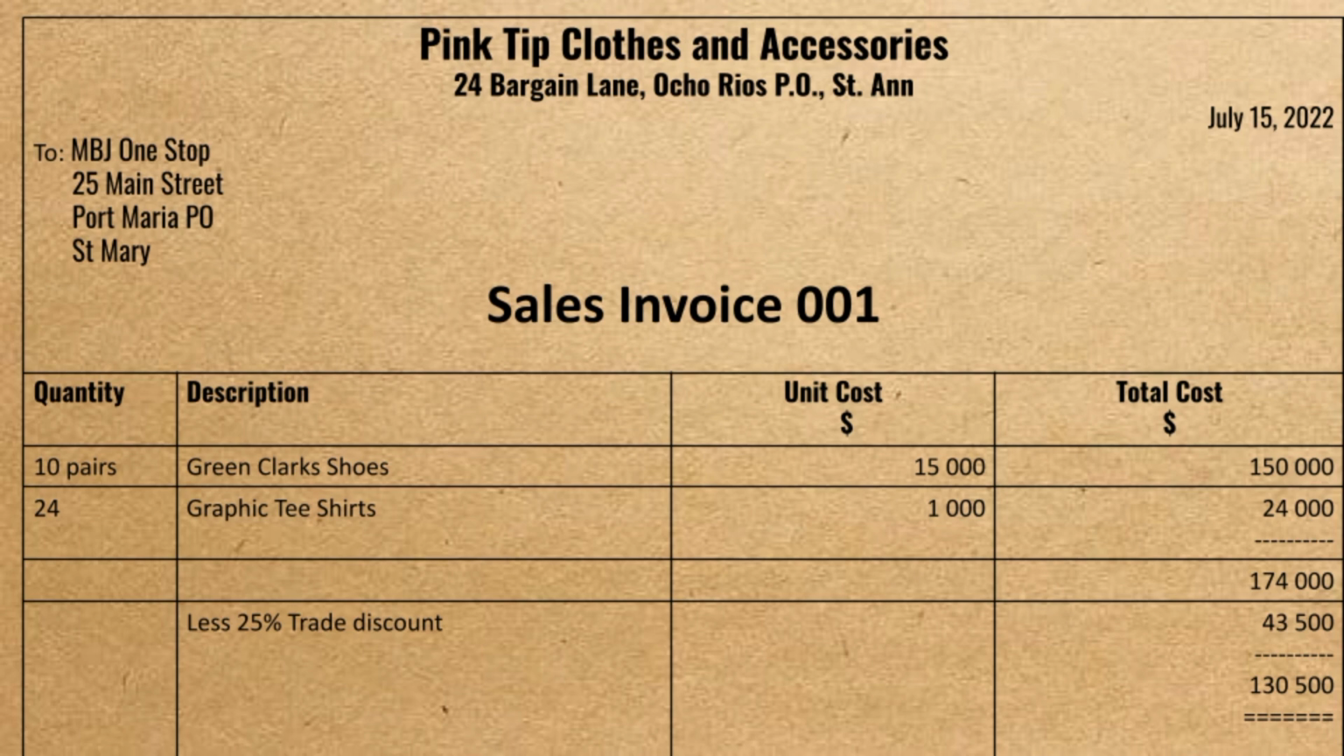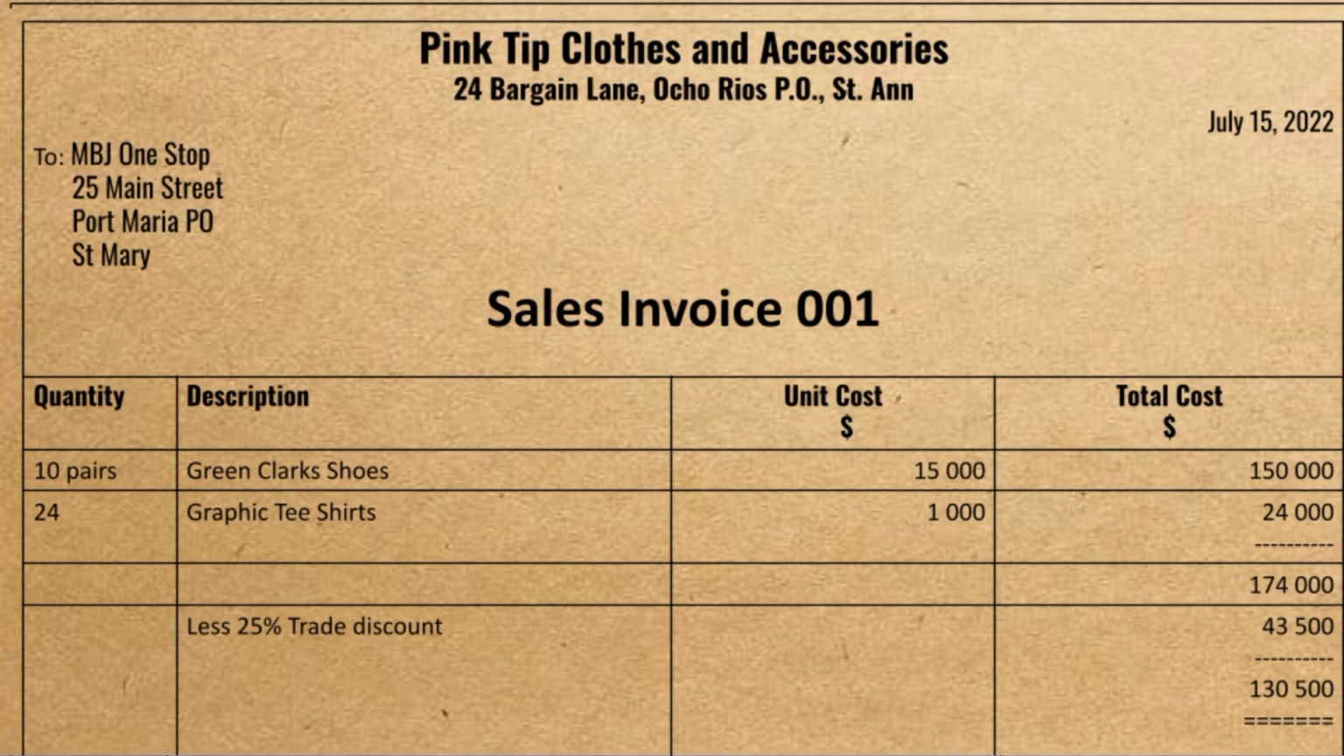Note the 4 columns on this sales invoice: quantity, description, unit cost, total cost. The quantity column shows the number of items being sold. The description column describes the items being sold. The unit cost is the cost for a single item. The total cost is the overall cost for a set of a particular item.